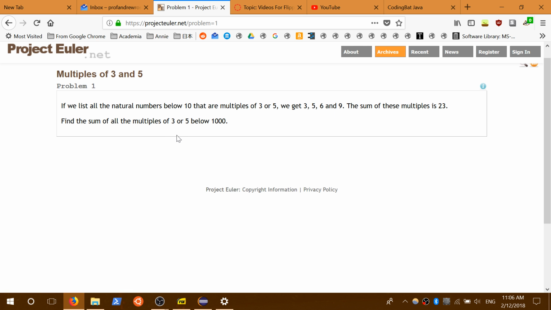Now we want the sum of all the multiples of 3 or 5 below 1,000. So we're asking what is the sum of 3, 5, 6, 9, 12, 15, right? And 10. Can't forget 10 as well, because that's a multiple of 5. So 3, 5, 6, 9, 10, 12, 15. And basically, if it's a multiple of 3 or 5, then we want to add it together.